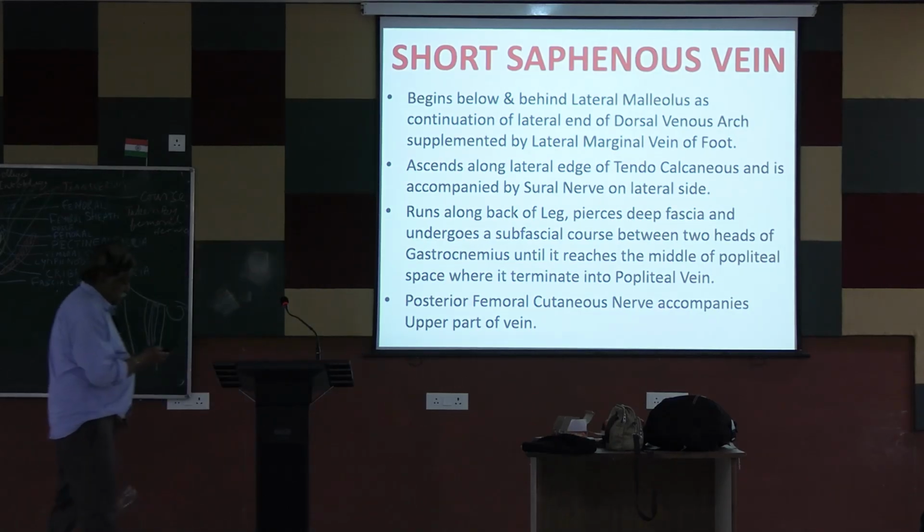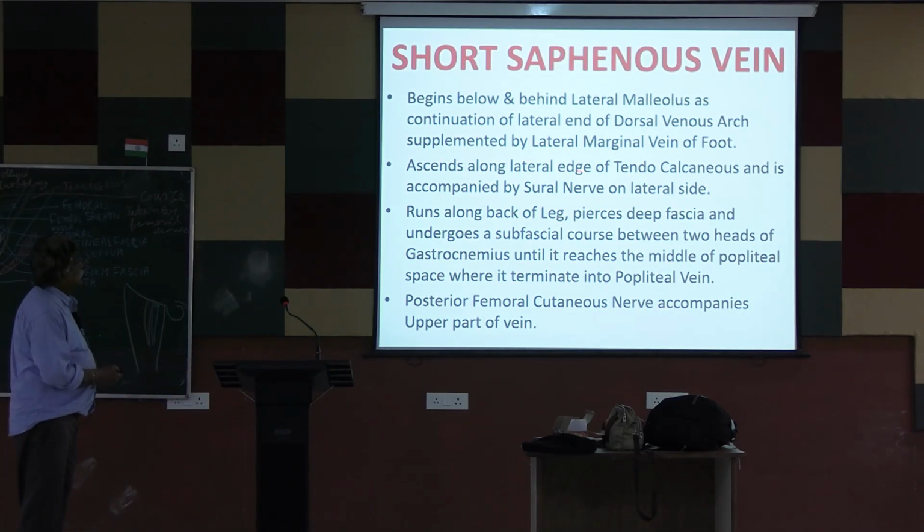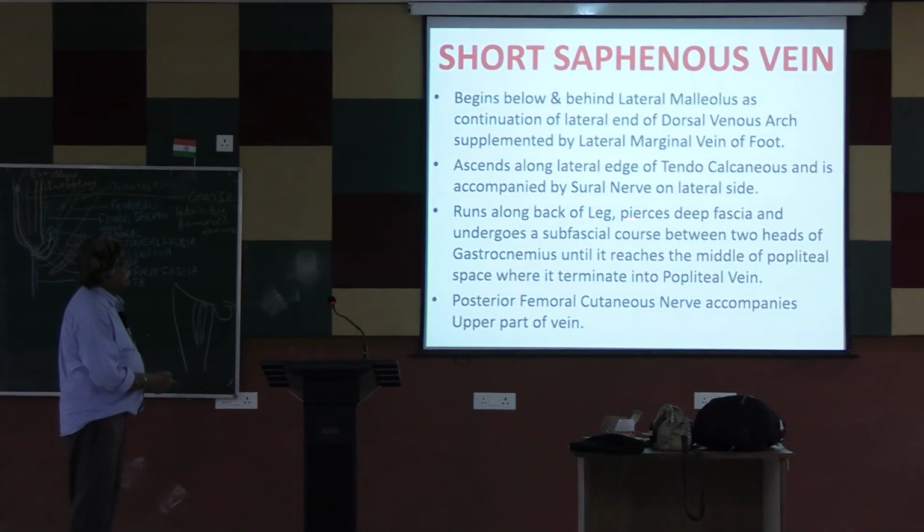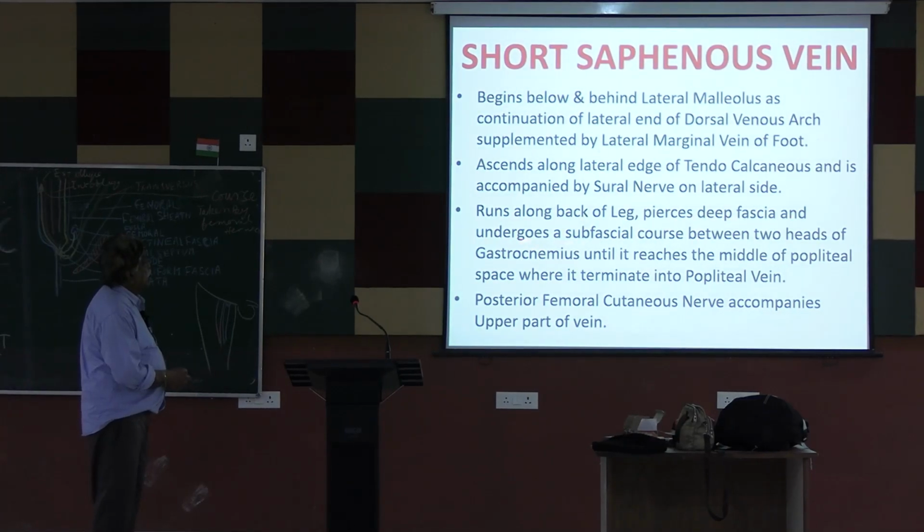Anyway, now it ascends along the lateral edge of the tendo calcaneus with the sural nerve, runs along the back of the leg, pierces the deep fascia, undergoes a subfascial course between the two heads of gastrocnemius until it reaches the middle of the popliteal space, where it terminates in the popliteal vein. The posterior femoral cutaneous nerve accompanies the upper part of the vein.